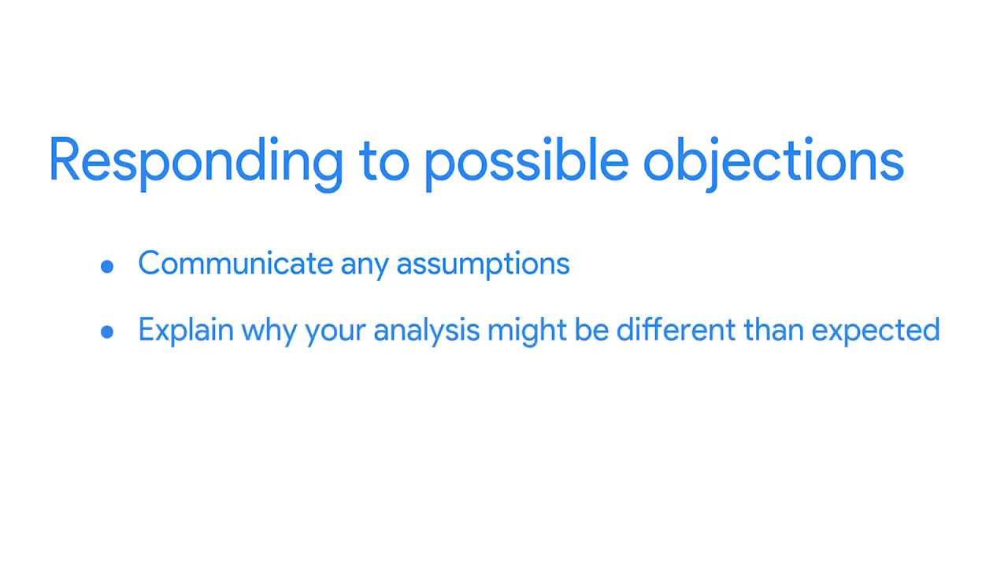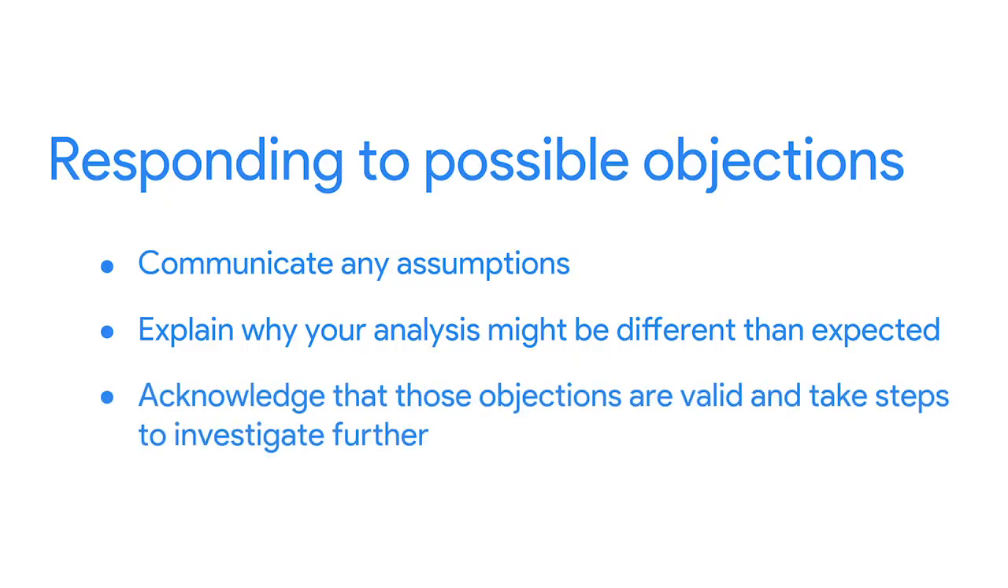Second, explain why your analysis might be different than expected. Walk your audience through the variables that change the outcomes to help them understand how you got there. And third, some objections have merit, especially if they bring up something you hadn't thought of before. If that's true, you can acknowledge that those objections are valid and take steps to investigate further. Following up with more details afterwards is great too.